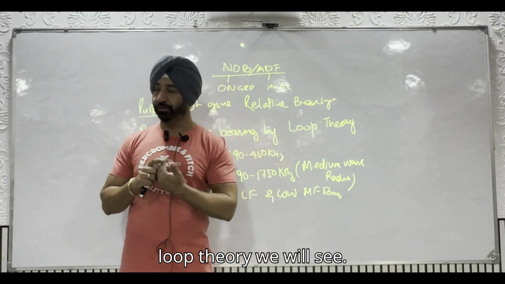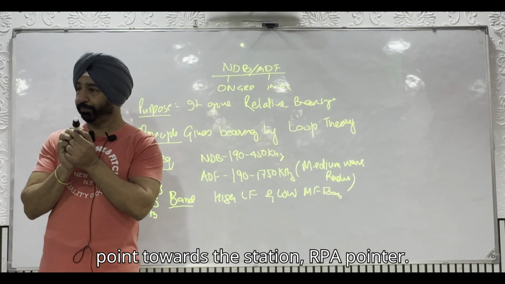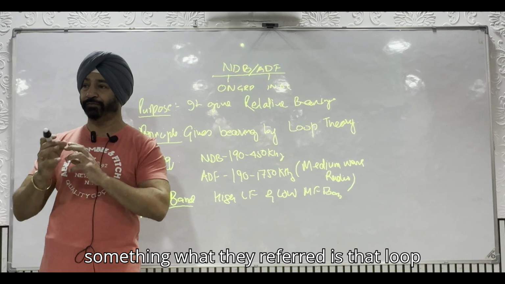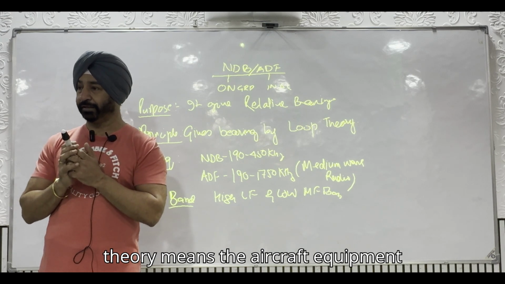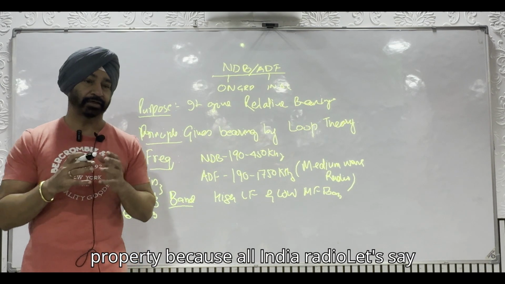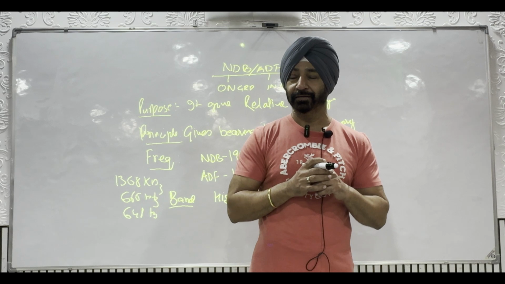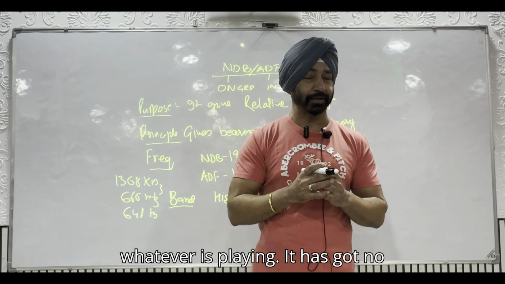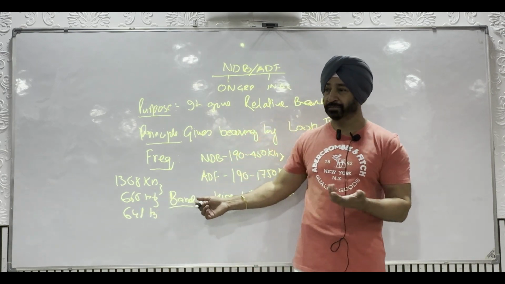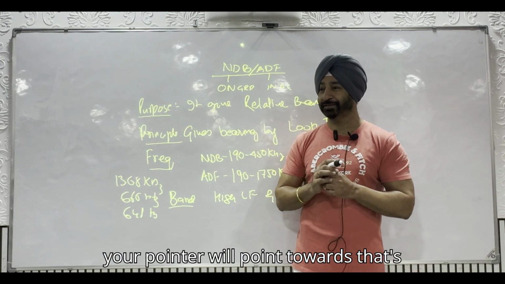Now, what is this loop theory? We will see. What is my aim? My pointer, the RBI pointer, should always point towards the station. That's my aim. This is done by something they refer to as loop theory, which means the aircraft equipment consists of an antenna which has got directional property. Because All India Radio, let's say it is playing a song, whatever the radio station is transmitting, a normal song or the news, has got no directional property. It is just a radio wave in this frequency. A song is playing, radio wave is coming. How will your pointer point towards that? That's what you want.